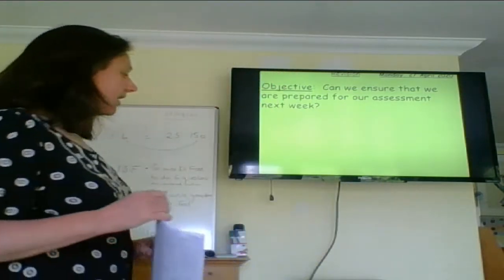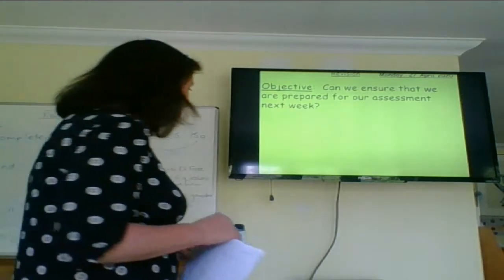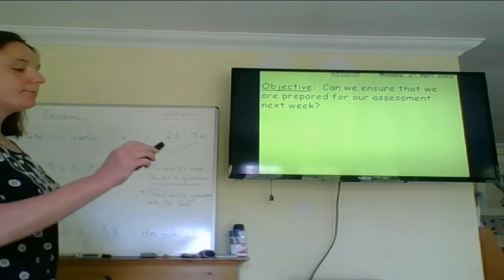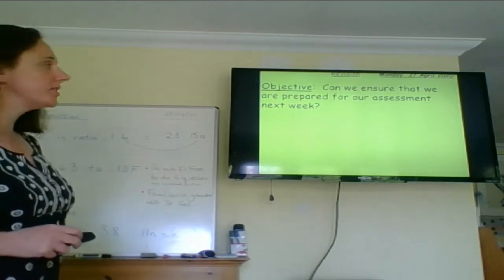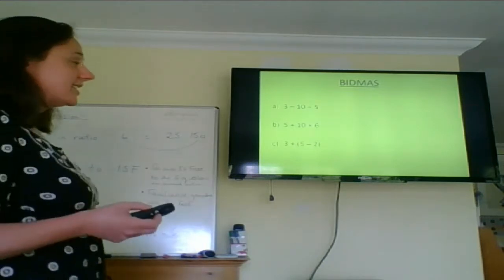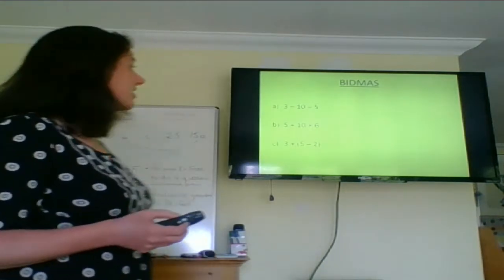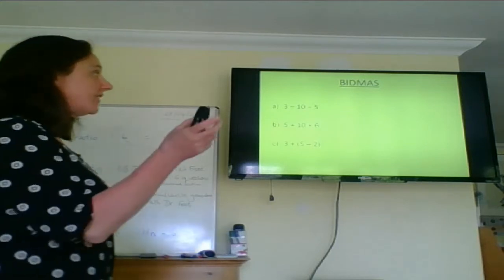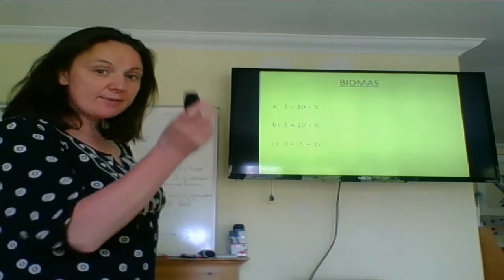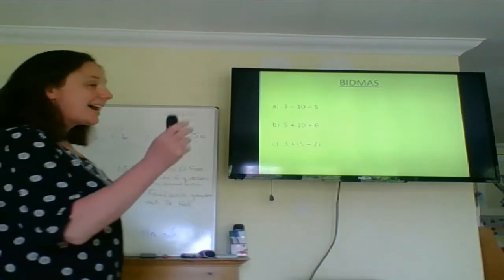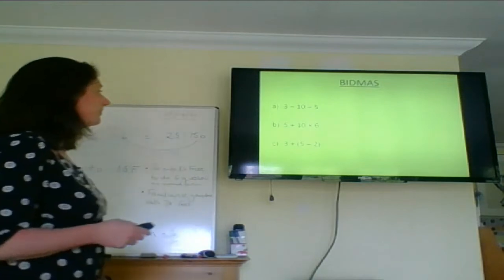Okay, so here are a couple of questions to warm you up and start thinking about BIDMAS and reading the questions correctly. So BIDMAS: brackets, indices, division, multiplication, addition, subtraction. That is the order that we do it. Division and multiplication have the same value. You do them, division doesn't necessarily come first, same as addition and subtraction.